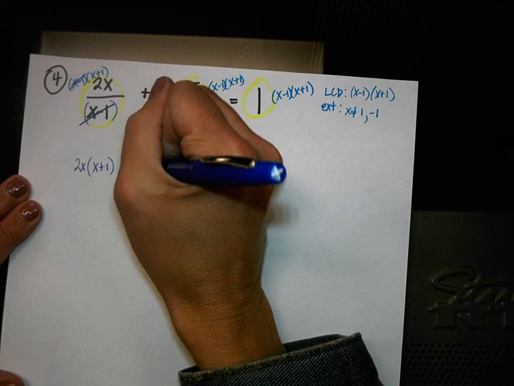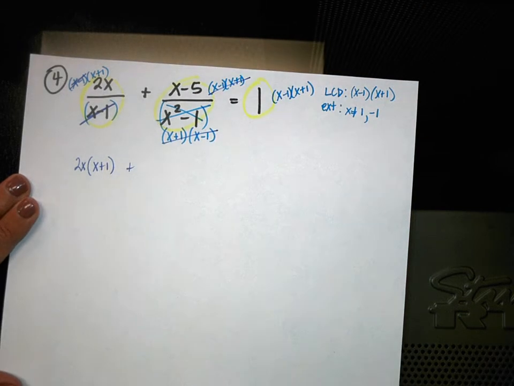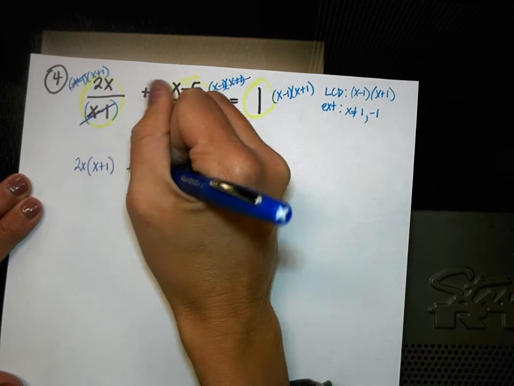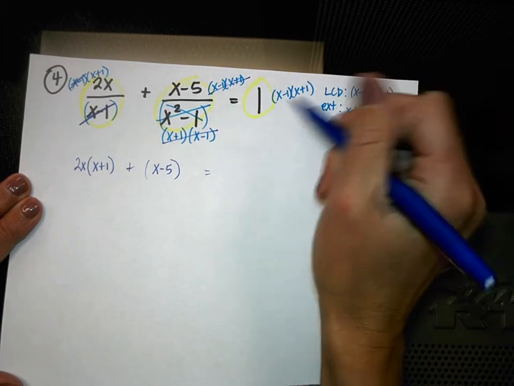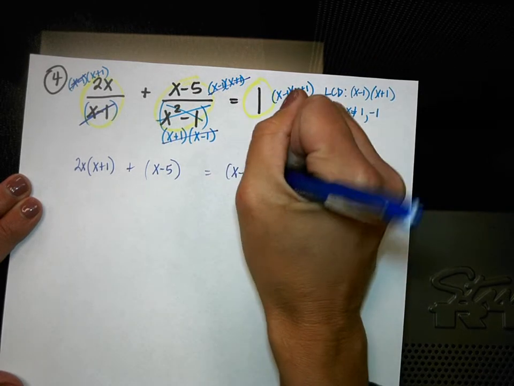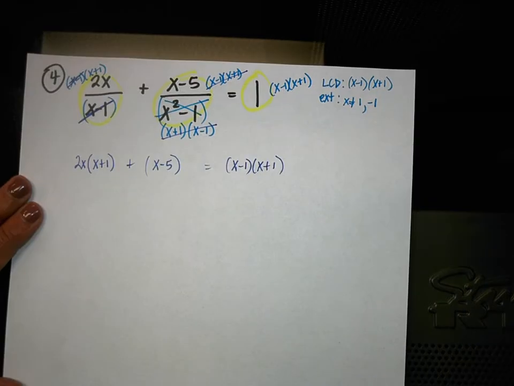Then we have our plus sign here in the middle. On this one, all the x plus 1's cancel out, and I'm left with x minus 5. And it doesn't have to be in parentheses, but you could also write in parentheses. And then here, nothing will eliminate, and so I have x minus 1 and x plus 1. So next I'm going to distribute and simplify. Are we okay up to this point?